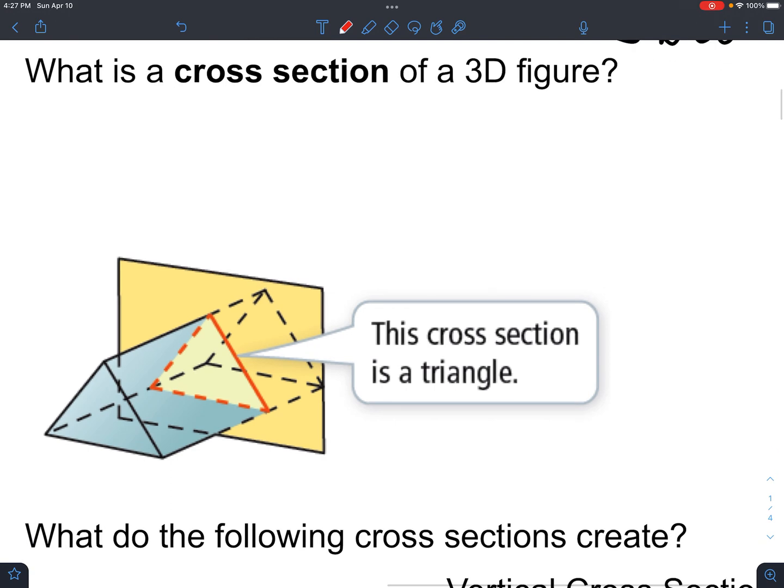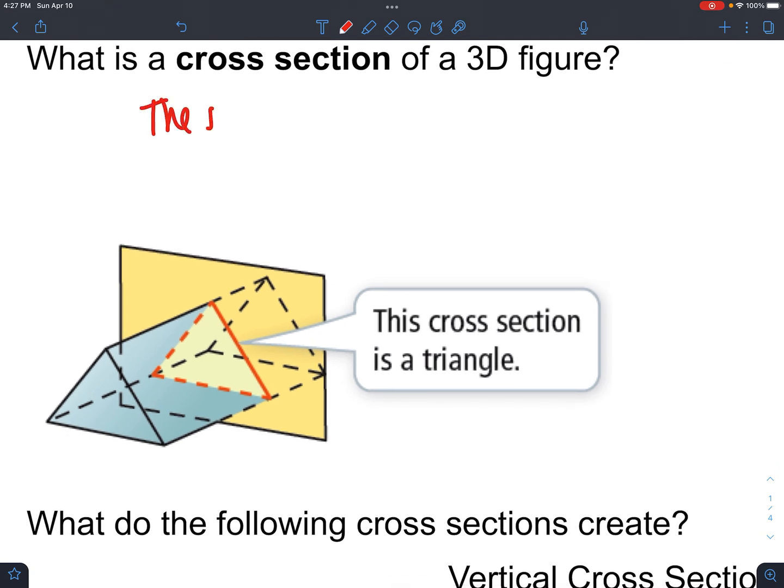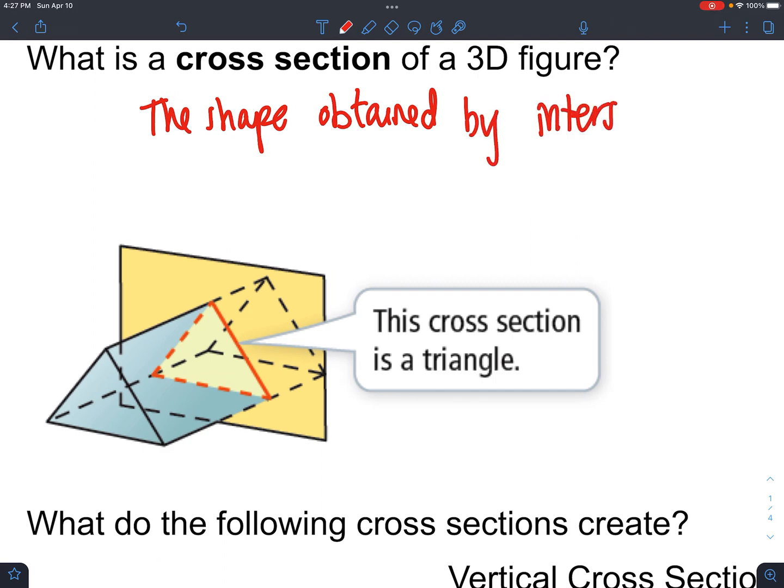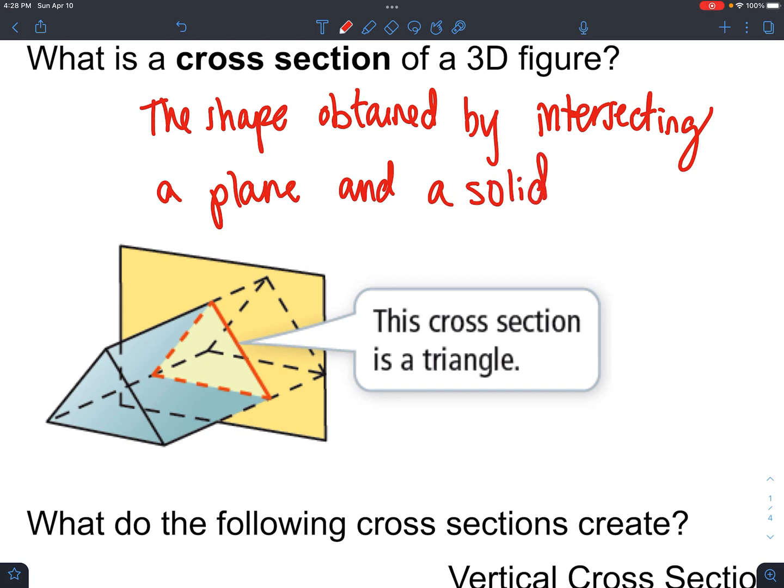A cross section. We define that as the shape obtained by intersecting a plane and a solid. So this yellow thing down here is a plane, and the blue thing is a solid, and this plane cuts and intersects along this red line.